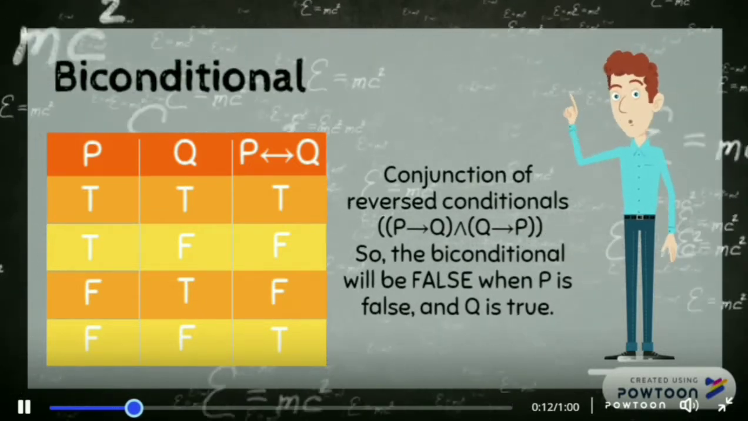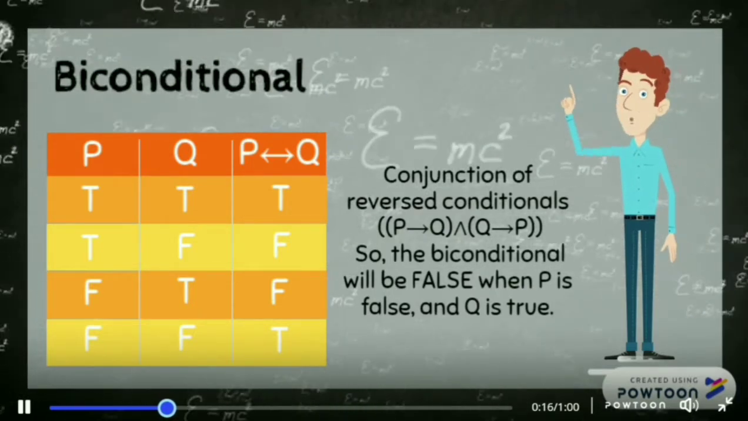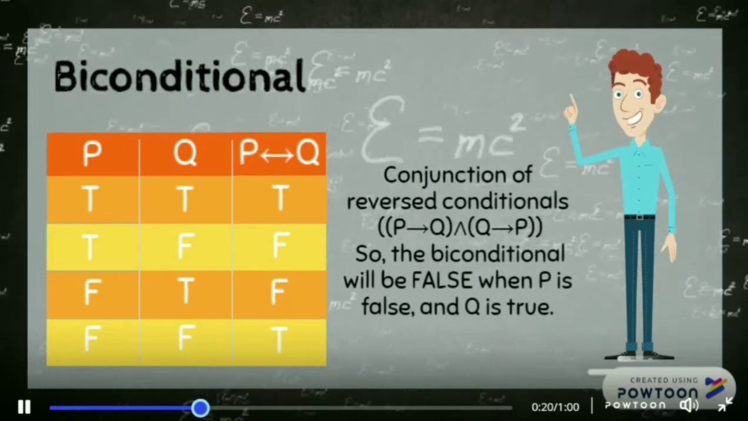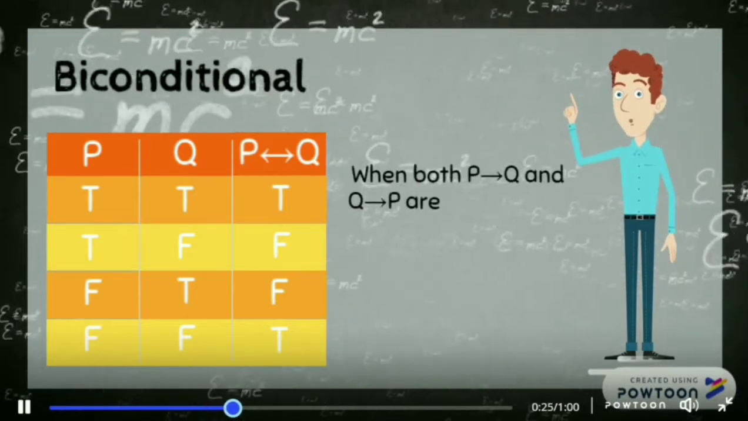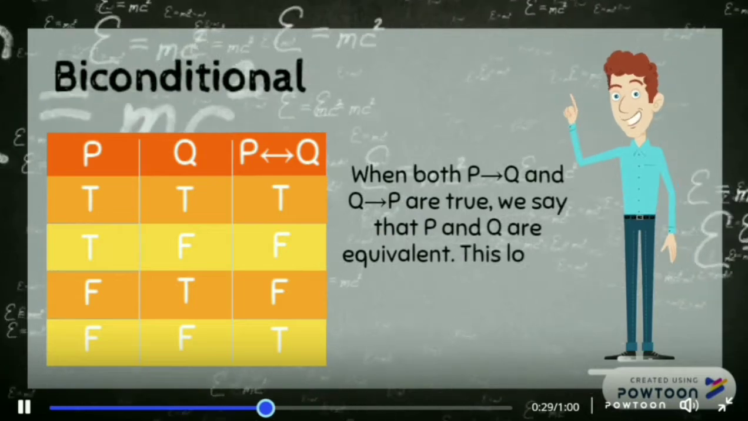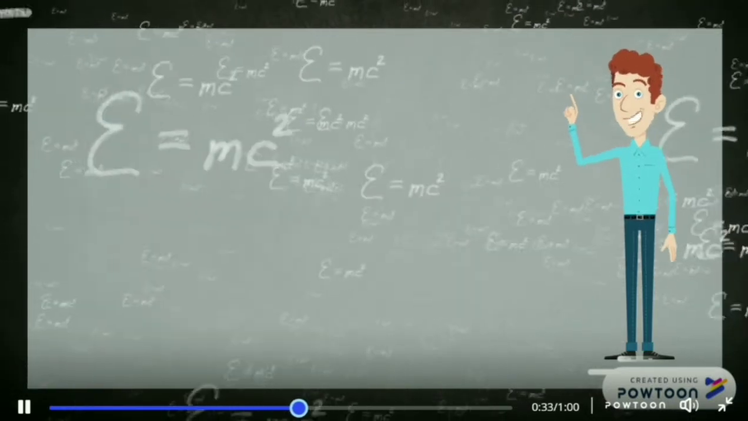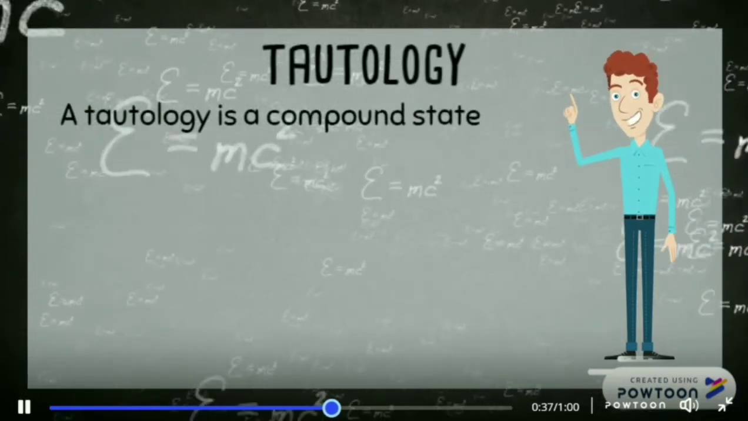So, the biconditional will be false when P is false and Q is true. Otherwise, the same reasoning applies as with the conditional truth table. In this case, when both conditional PQ and conditional QP are true, we say that P and Q are equivalent. This logical equivalence can lead us to a tautology. We can also create equivalent statements in other ways, such as with De Morgan's law.